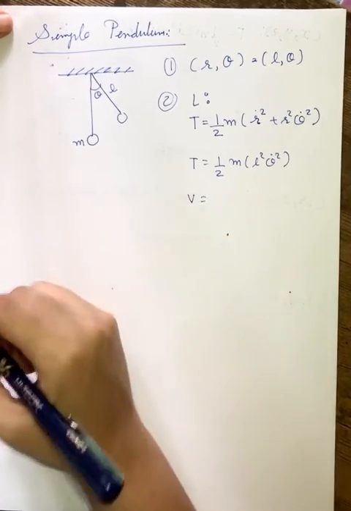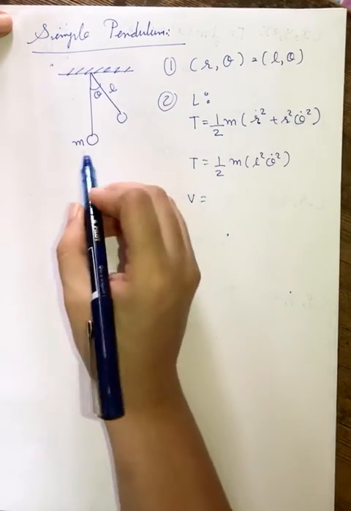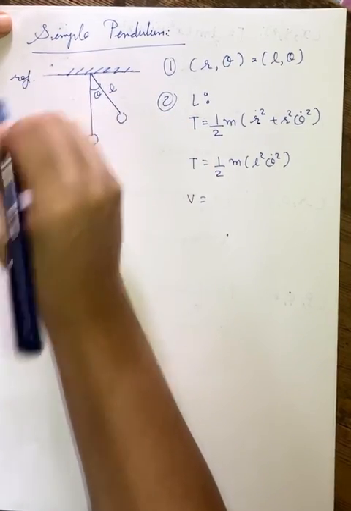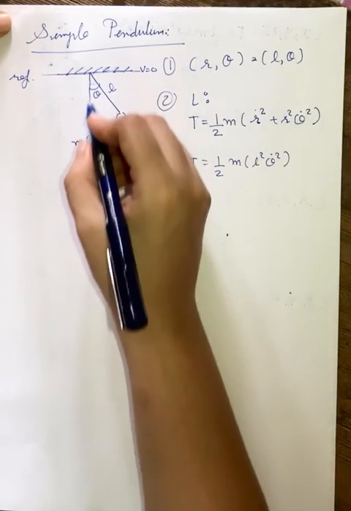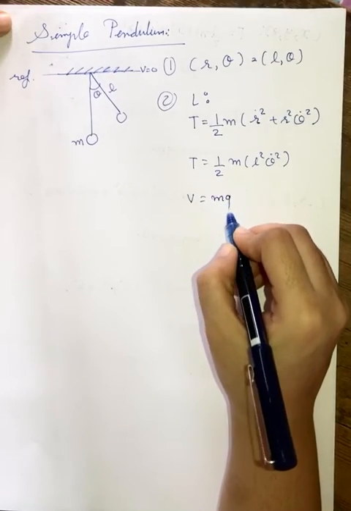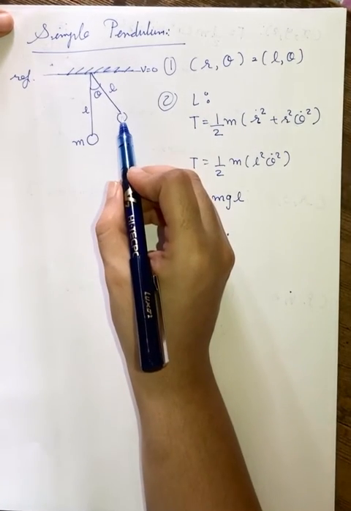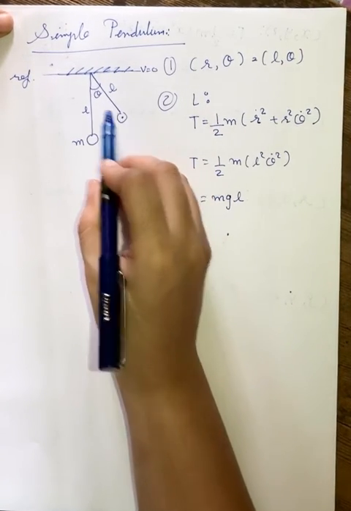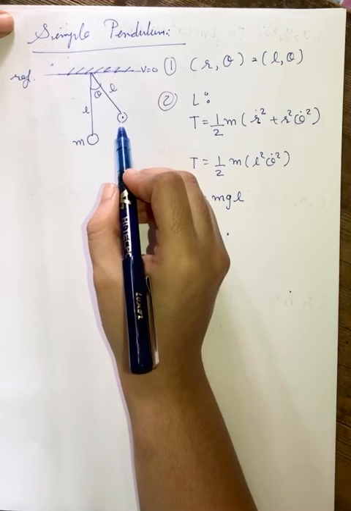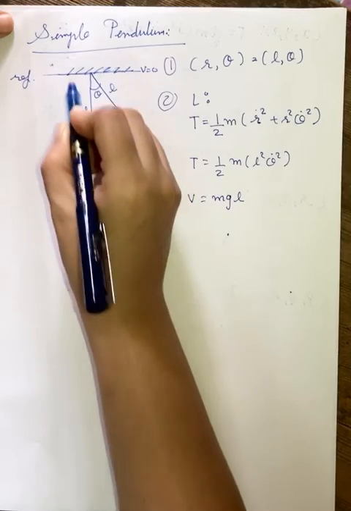Now we want to define V. To define V, first of all we have to take a reference point. Suppose I choose this suspension point as my reference point, then V will be 0 here, and therefore V over here will be mgL, because this is its length. But now, since we are taking theta into account, we are considering this location of the pendulum. Then the height of the pendulum is not this. The height of the pendulum is this much.